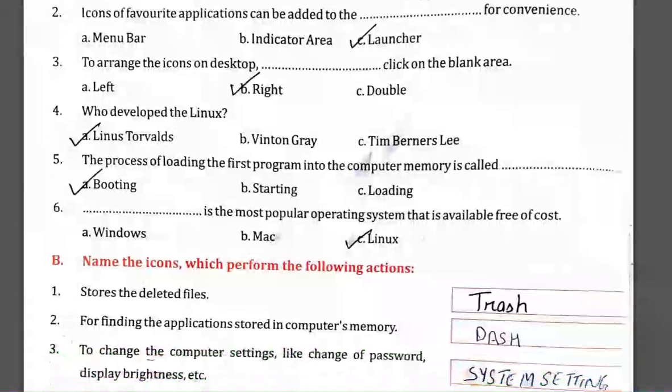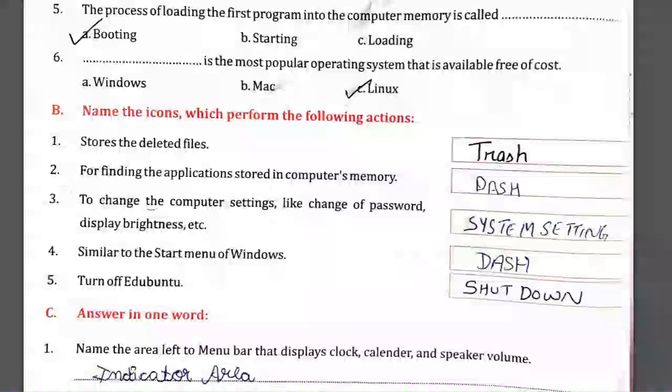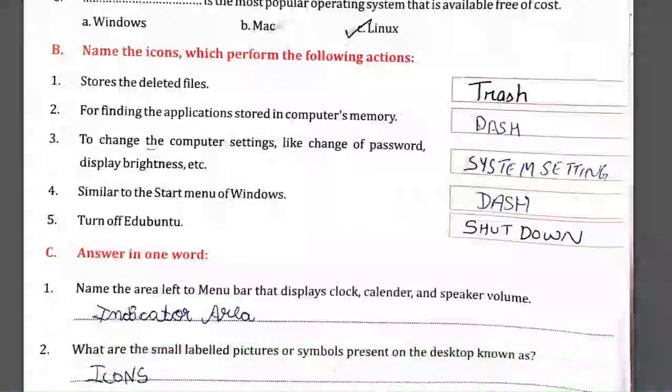Dash is the most popular operating system that is available free of cost. The answer is Linux. Name the icons which perform the following actions. Stores the deleted files: Trash. For finding the application stored in the computer memory: Dash. To change the computer settings like change of passwords, display brightness, system setting. Similar to the start menu of Windows: Dash. Turn off Edubuntu: Shut down.